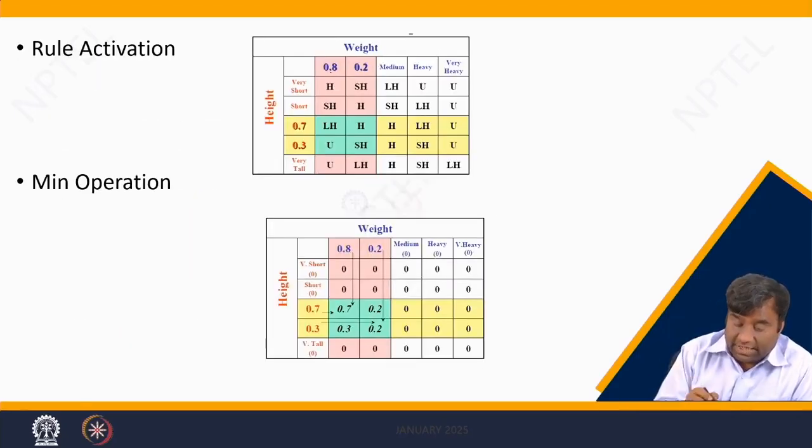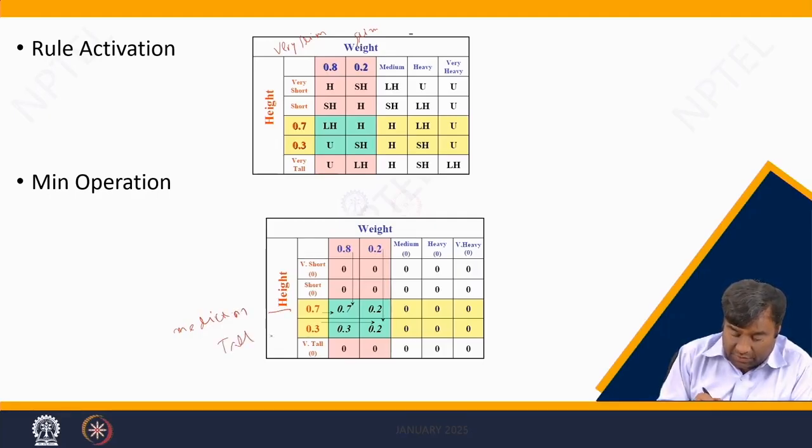So for the case this is 0.8 for very slim, this is very slim, and this is basically the slim for the case of weight. Now for the case of height, this is the medium, this belongs to 0.7. For the case of weight, 0.7 belongs to the medium and it is tall is 0.3.